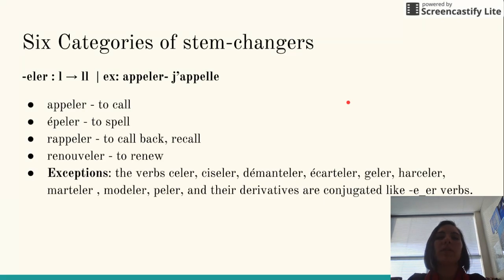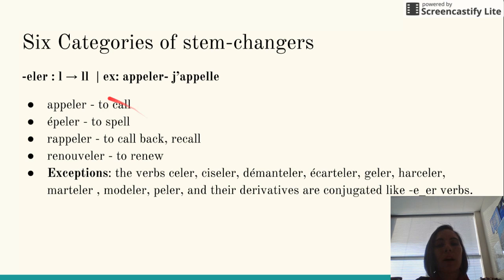There are 6 categories of stem changers. Our first is ELER verbs. If your verb ends in ELER, it is going to have a single L to double L stem change. An example would be appeler, which ends in ELER, and it would change when conjugated to j'appelle, doubling the L, and then you have your regular ER ending according to the je subject. Some other examples are appeler, épeler, rappeler, renouveler.